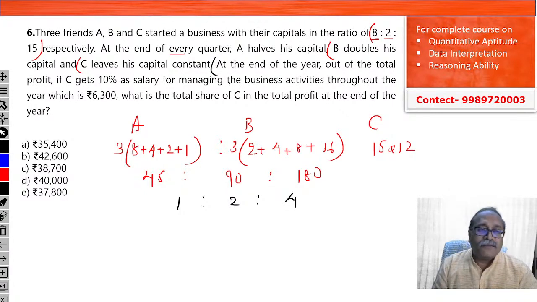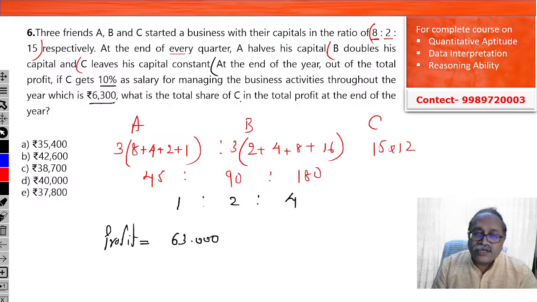At the end of the year, out of the total profit, if C gets 10% as salary for managing business activity throughout the year, which is rupees 6,300. That means 10% of the profit is 6,300. Then what is the profit? Then I find that the profit should be 100%, that is 63,000.